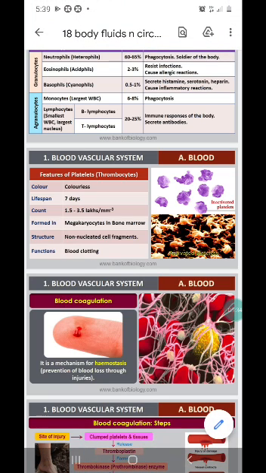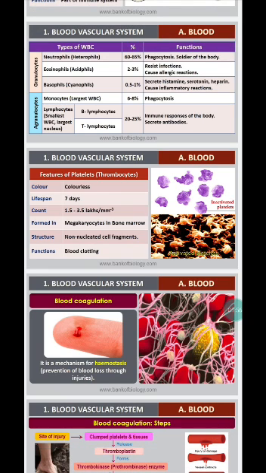And the neutrophils and the monocytes are phagocytic in nature. They are the big eaters. They help in engulfing the germs which are entering the body. And the lymphocytes are B lymphocytes and T lymphocytes. They form the main immune responses of the body and produce antibodies, which bind to the antigens.